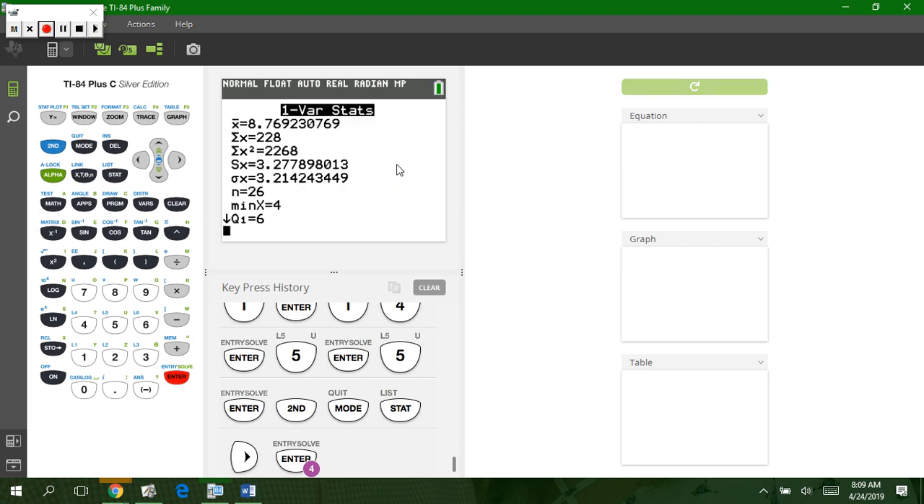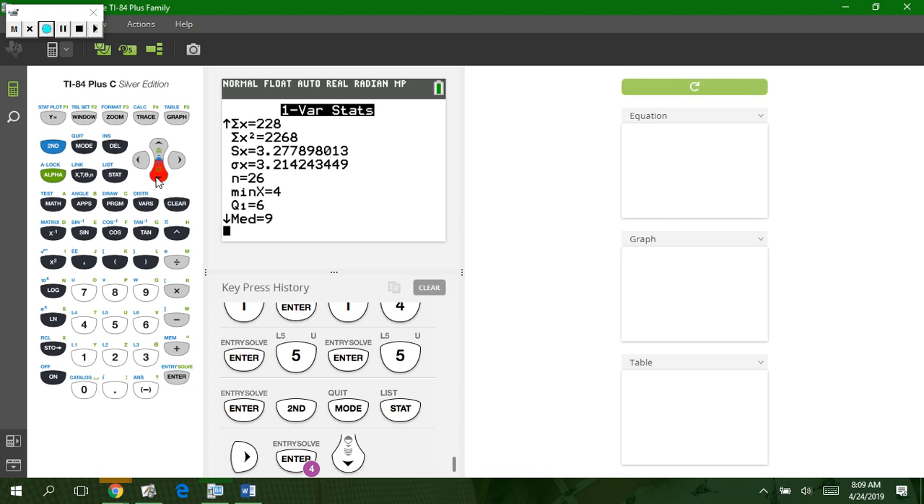Okay? So this X bar represents the average. So our average shoe size of everybody in here, excluding me because I forgot to put me on there, is an 8.76 or 8.77. That's the average shoe size. All this other stuff really doesn't mean anything. We're going to come back to S of X and sigma of X in just a minute.